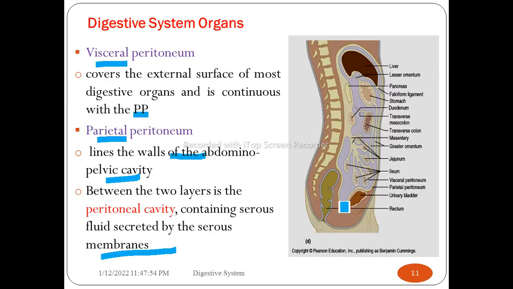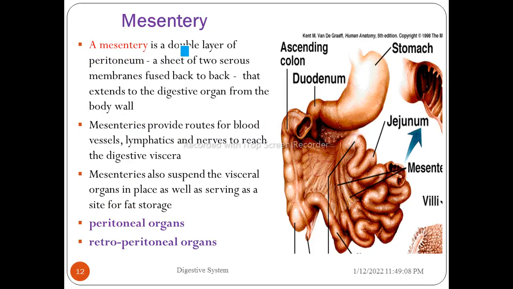Having this concept, there is also the mesentery. The mesentery is a double layer of peritoneum, a sheet of two serous membranes fused back to back, that extends to the digestive organs from the body wall. Mesenteries provide routes for blood vessels, lymphatics, and nerves to reach the digestive viscera. This mesentery is a double layer, a special form of peritoneum that is given the name for the small intestine.